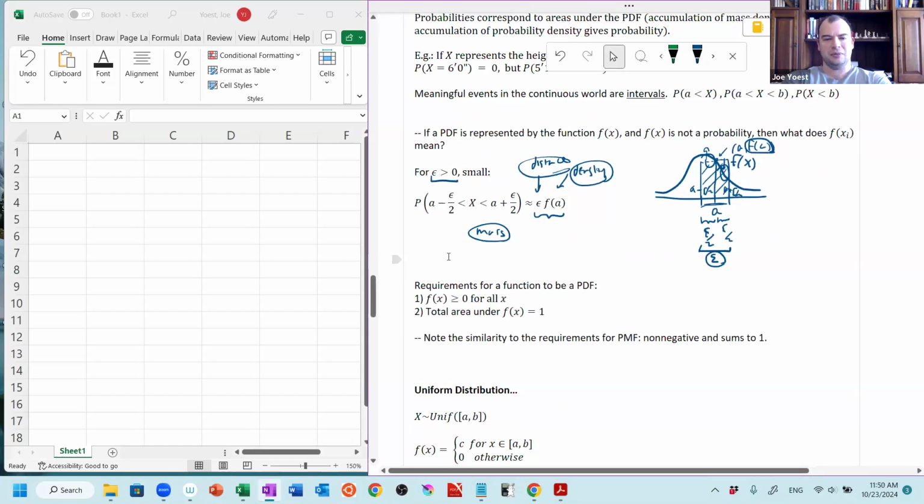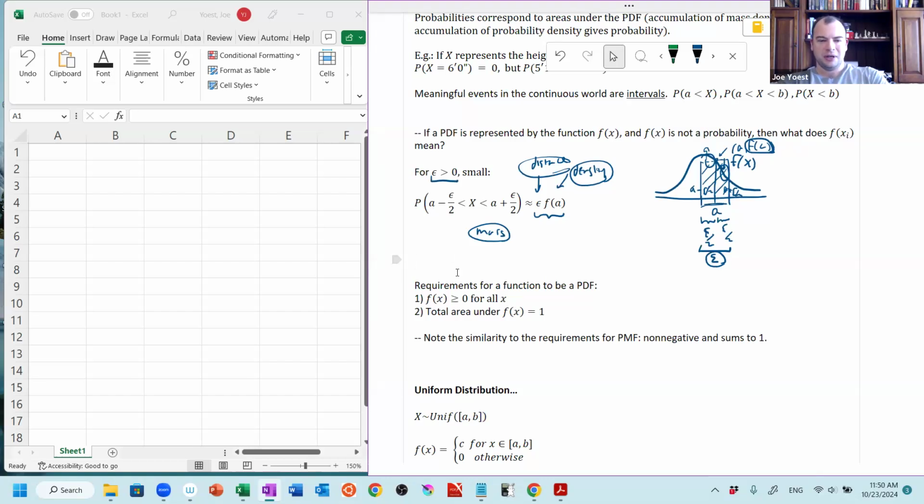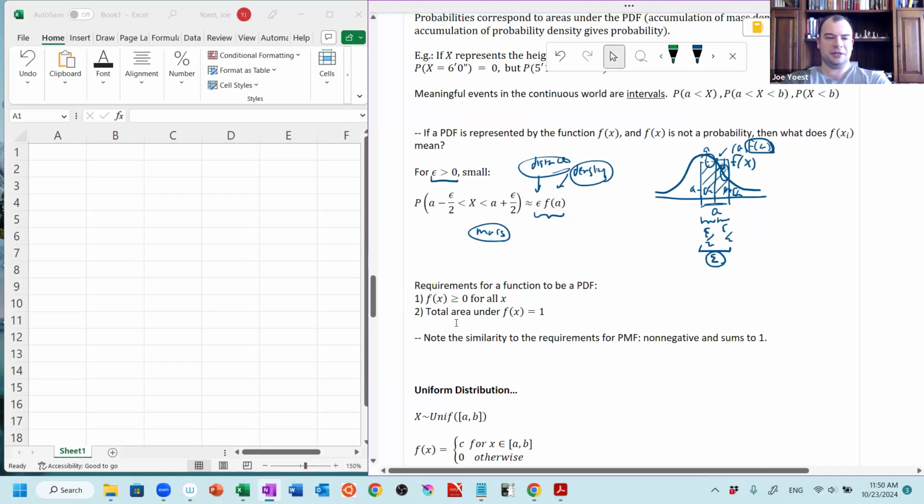Okay, so what are the requirements for a function to be a PDF? Can any function be a PDF? Well, no, we have two requirements. The first is that function f of x has to be non-negative for all x, and the total area under the function has to be 1. Note the similarity of these requirements to the requirements for a PMF.